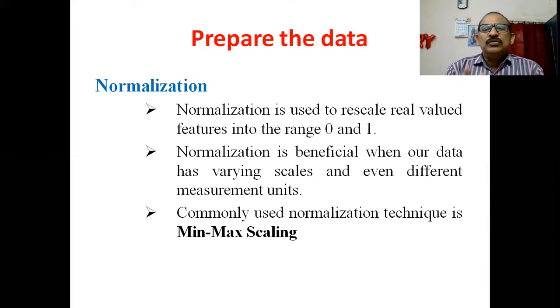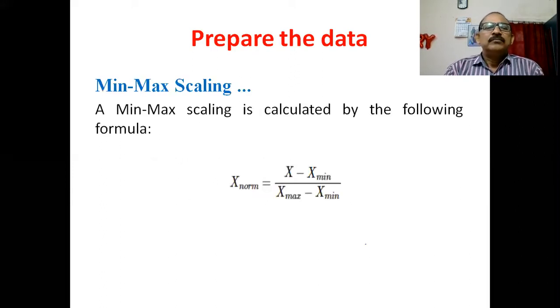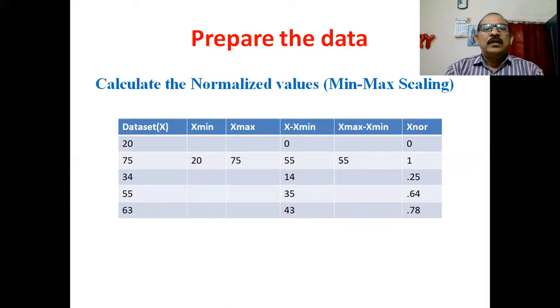The commonly used normalization technique is min-max scaling. So let us see how we will normalize our data set with the help of min-max scaling. The formula is x normalized equals x minus x min upon x max minus x min. Calculate the normalized value of a feature.